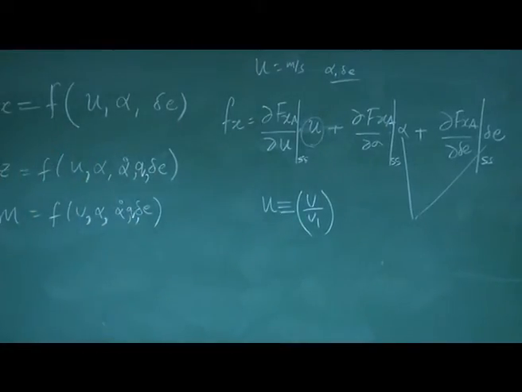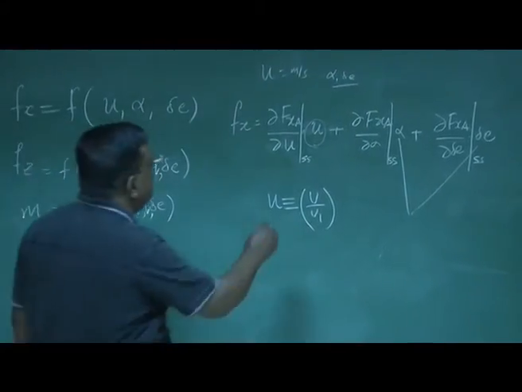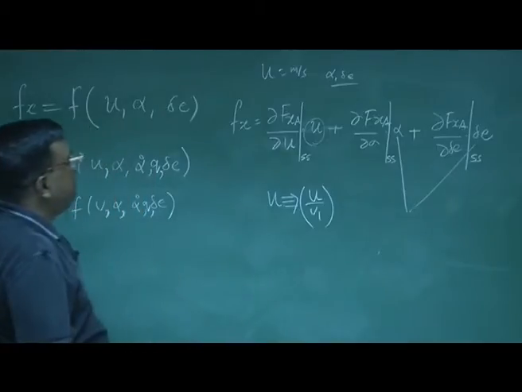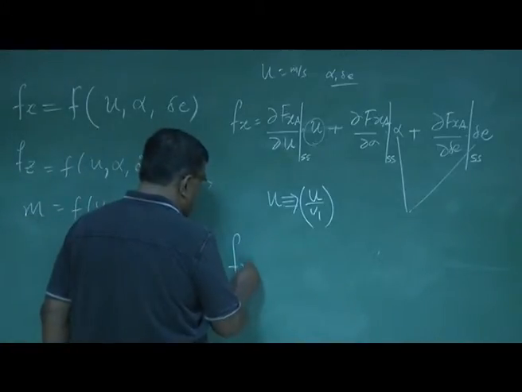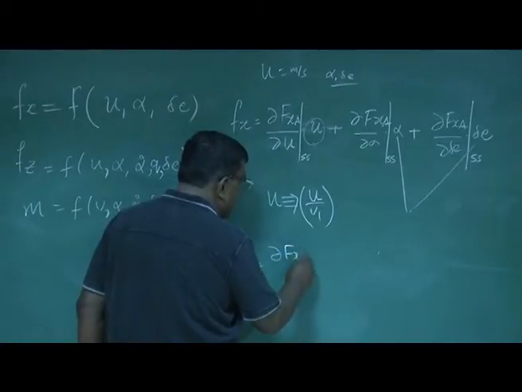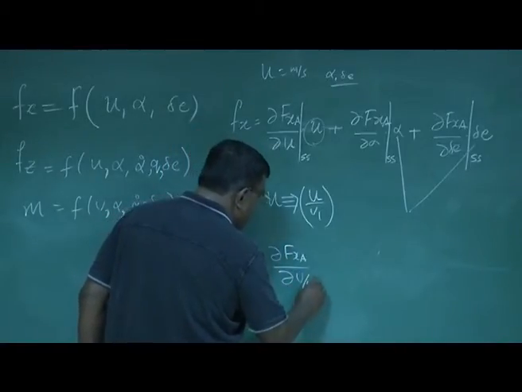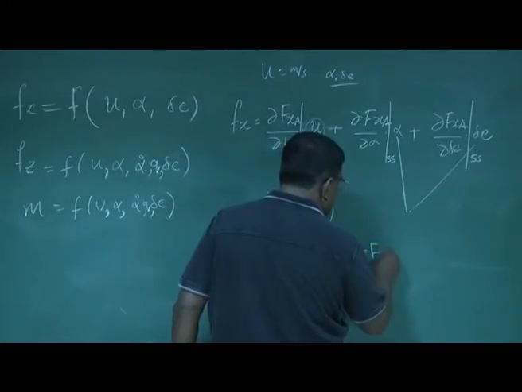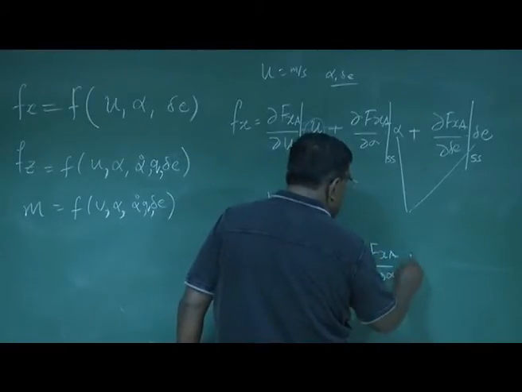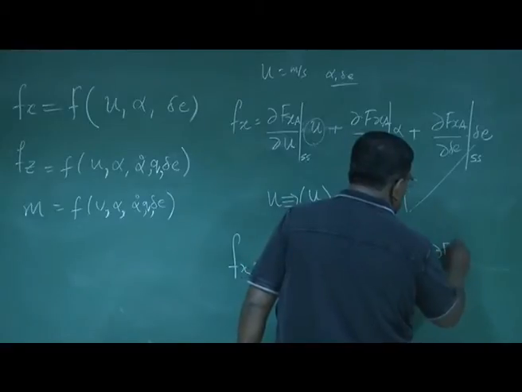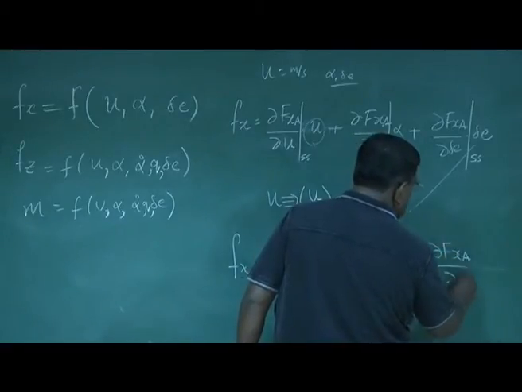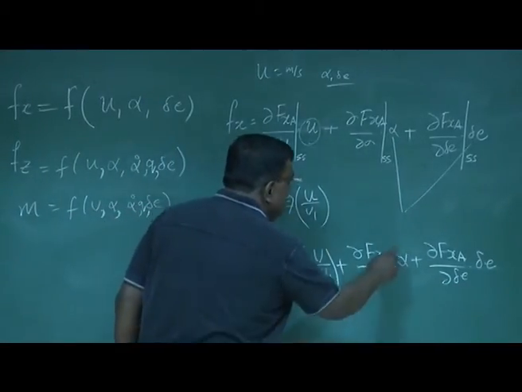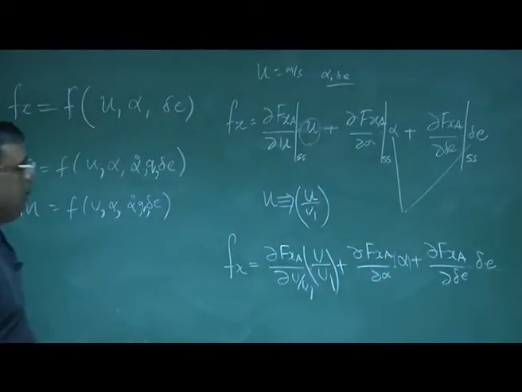Whatever u is there, I replace it by u by u1, and then you could see I could rewrite Fx as dFxa, the change in aerodynamic force because of d(u by u1), into u by u1, plus dFxa by d alpha into alpha, plus dFxa by d delta E into delta E. Now you could see that alpha, delta E and u by u1 are all dimensionless.